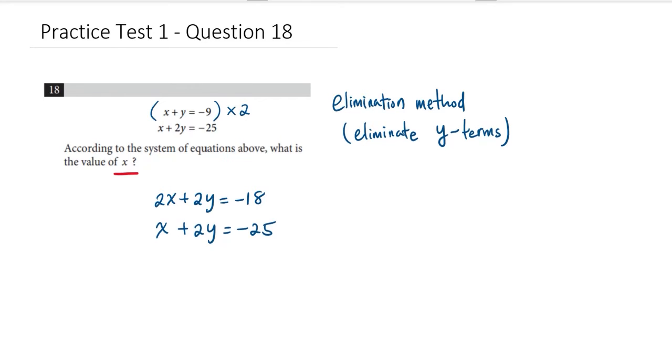Since they have the same sign in front of the coefficient of the Y terms, we're going to subtract the two equations. So 2x minus x, that's x. Y terms are gone. Negative 18 minus 25, it's negative 18 plus 25, which is 7. And we got the answer. X is 7. And that is the answer.